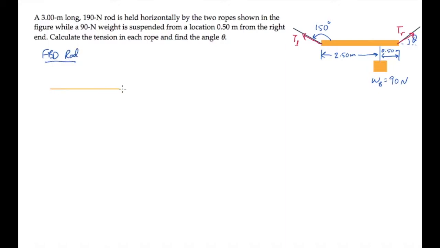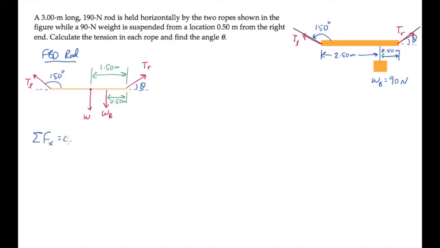The forces that act on the rod are first this tension on the right-hand side at the unknown angle theta, the tension on the left-hand side, where this angle is 150 degrees, so that this angle is 30 degrees, and then there's a box suspended half a meter from this end with a weight W sub B. Finally, the rod itself has a weight, we'll call it W, that's 190 newtons. That weight acts at the center of mass, which, because the rod is uniform, is its geometric center.